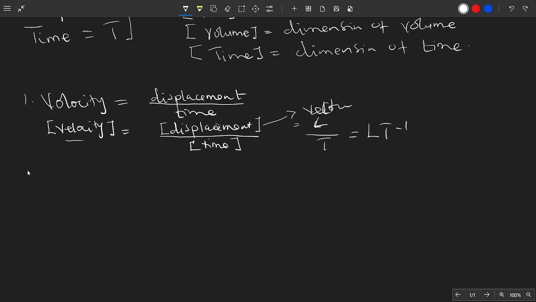Let's say we want to find the dimension of acceleration. Now, acceleration is given by the rate of change of velocity, so velocity divided by time.